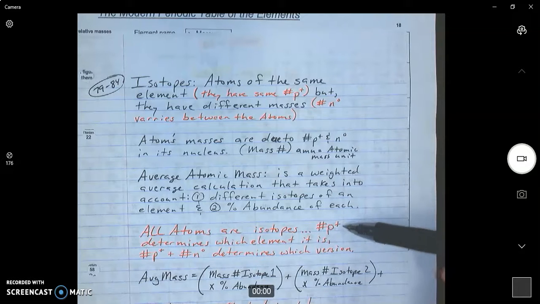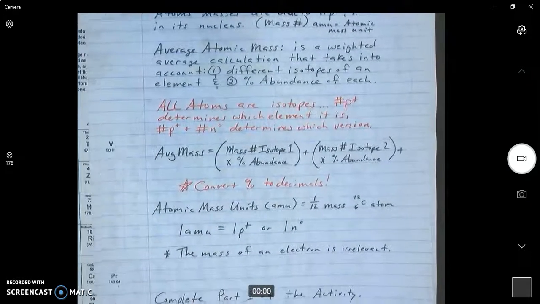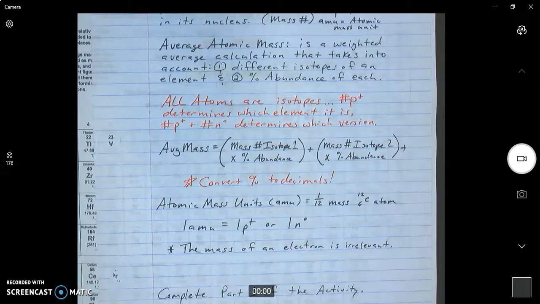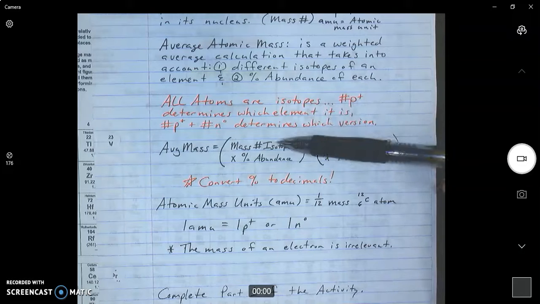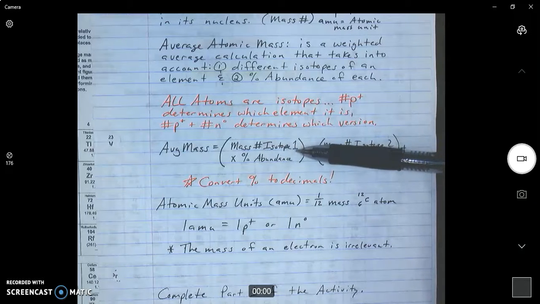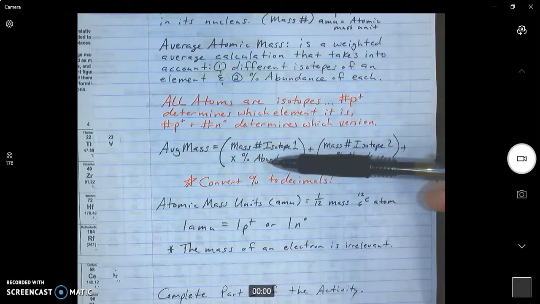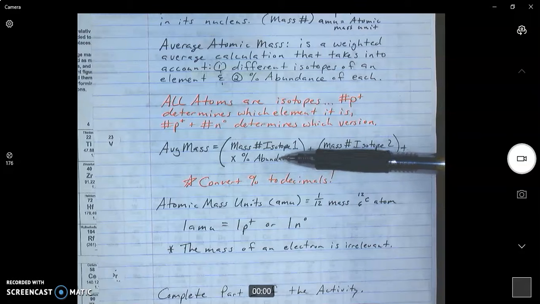The number of protons determines which element it is. The number of protons and neutrons together determines which version or isotope form it is in. The calculation we're going to use to determine the average atomic mass for the elements on the table is we're going to take the mass of each isotope times the percent abundance. And we're going to write the percentages as decimals.